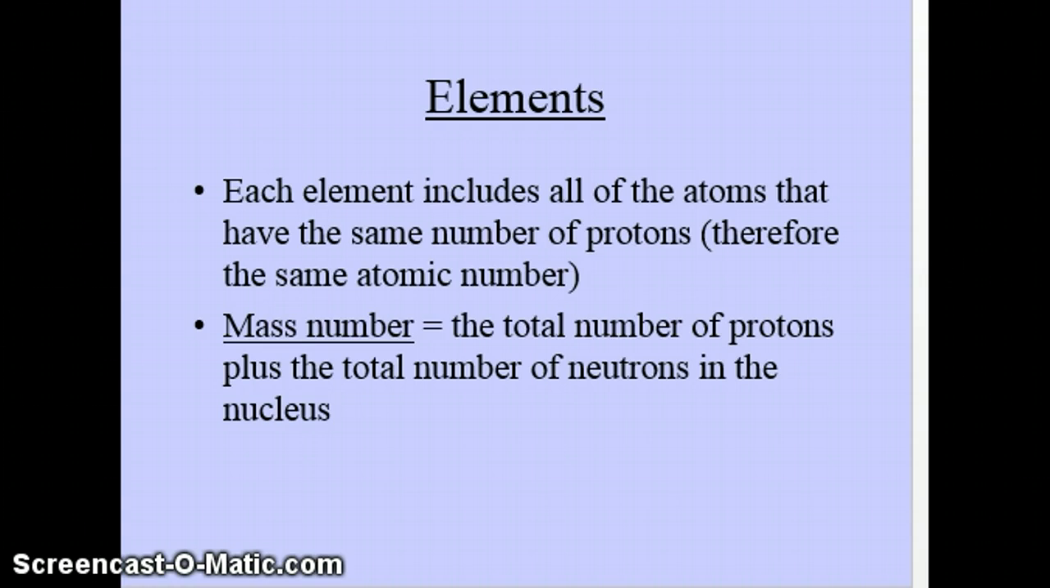So if I say to you, an element has 7 protons and 7 neutrons, and I ask you what is the mass number, your answer should be 14, because there are 7 protons and there are 7 neutrons. The mass number is the number of protons plus the total number of neutrons. So 7 protons, 7 neutrons, 7 plus 7 equals 14. Therefore, the mass number equals 14.